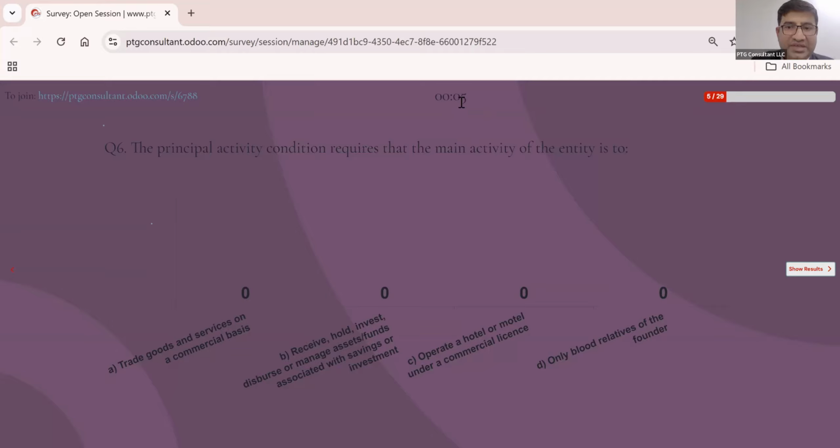Here the timer is already there. Once the timer is zero, then we can move to the next part.